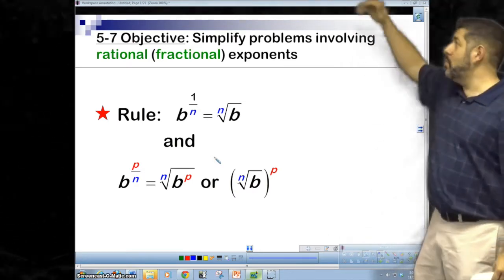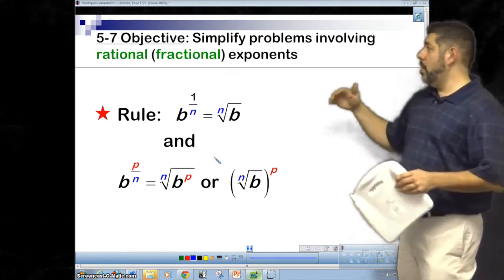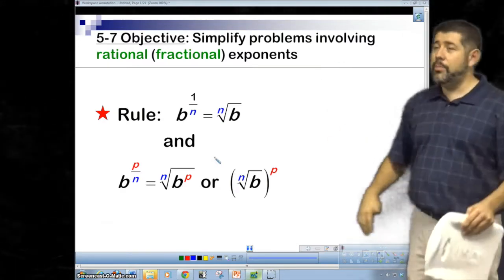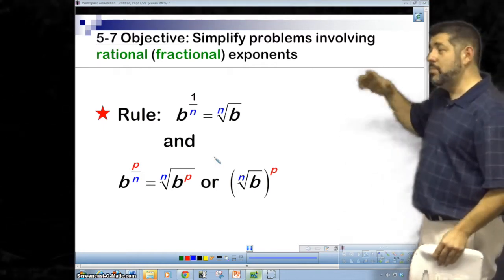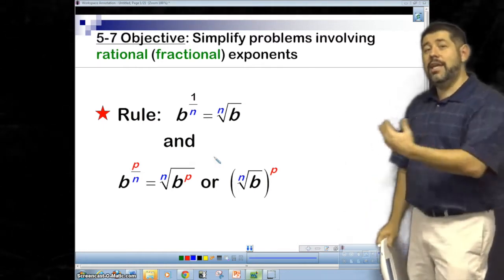I'm going to be going over simplifying problems involving rational exponents. One of the things I need you to know is this rule about rational exponents. So why don't you take this rule down right now? The rule is b to the 1 over n is the nth root of b.